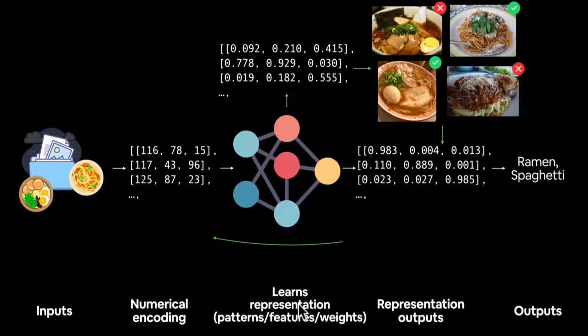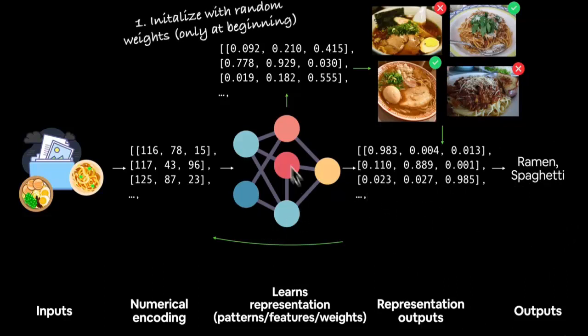Then our neural network might learn representations, which are called patterns, features, or weights, then output those representation outputs, and then we convert them into something that we can understand rather than just tensors. But where does a neural network get these representations from? Well, in the beginning, it's going to initialize itself. Initialize is another common word you'll hear in deep learning. Initialize just means start with. Initialize its weights, or the patterns it knows, with random weights or random tensors. So this would be a random tensor to begin with.